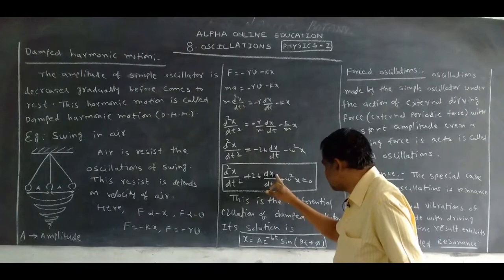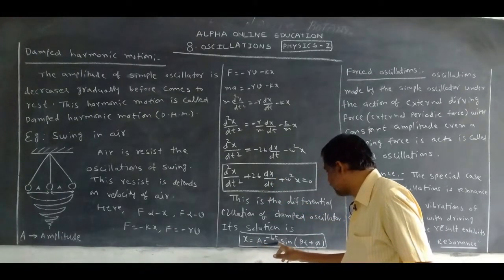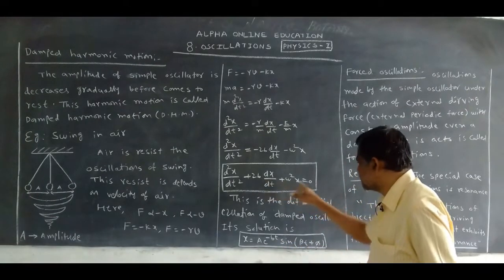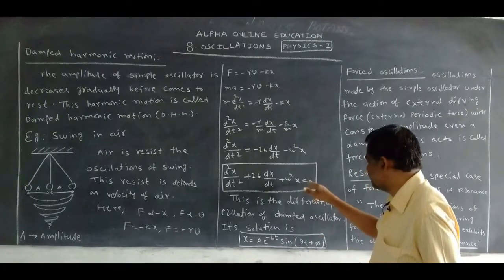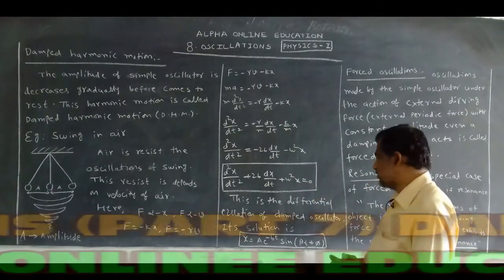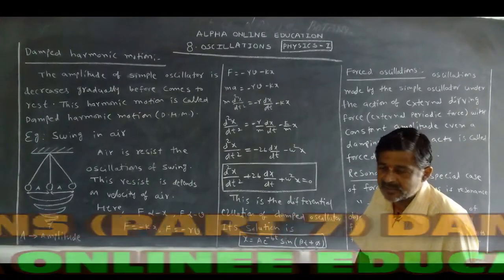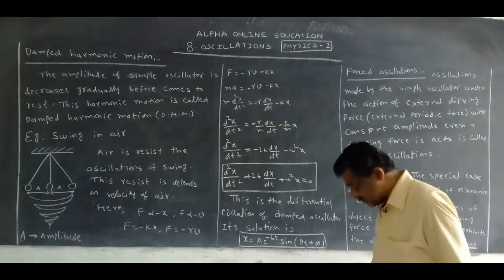Here x is the variable. If we substitute x is equal to a into e to the power of minus bt sine beta t plus phi, the answer becomes 0. That's why this is the solution of this equation. What is an example of a damped oscillator? A swing in air. Okay, next one.